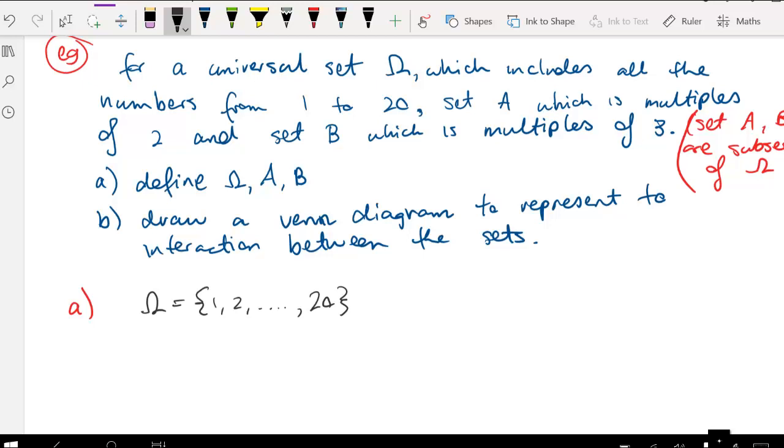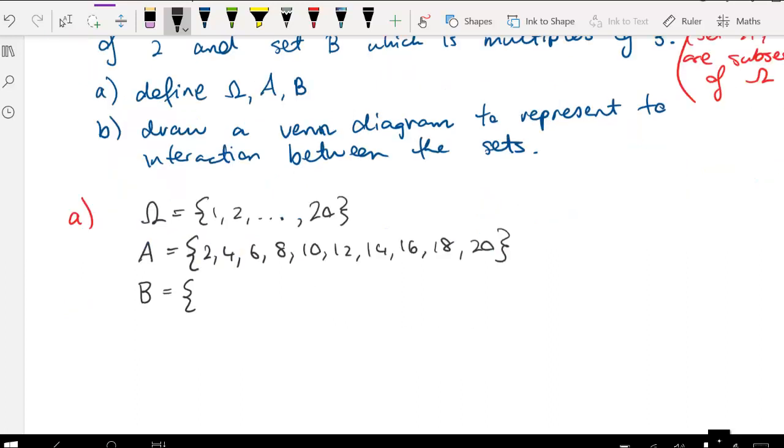Now we could write those all out. Obviously it's easier to write it with the ellipsis. So that tells us that it includes all the numbers from 1 up to 20 with integer joins. Alright, so set A will then be all the even numbers. So that means multiples of 2: 2, 4, 6, 8, 10, 12, 14, 16, 18, and 20. Set B will be multiples of 3, so that will be 3, 6, 9, 12, 15, and 18.